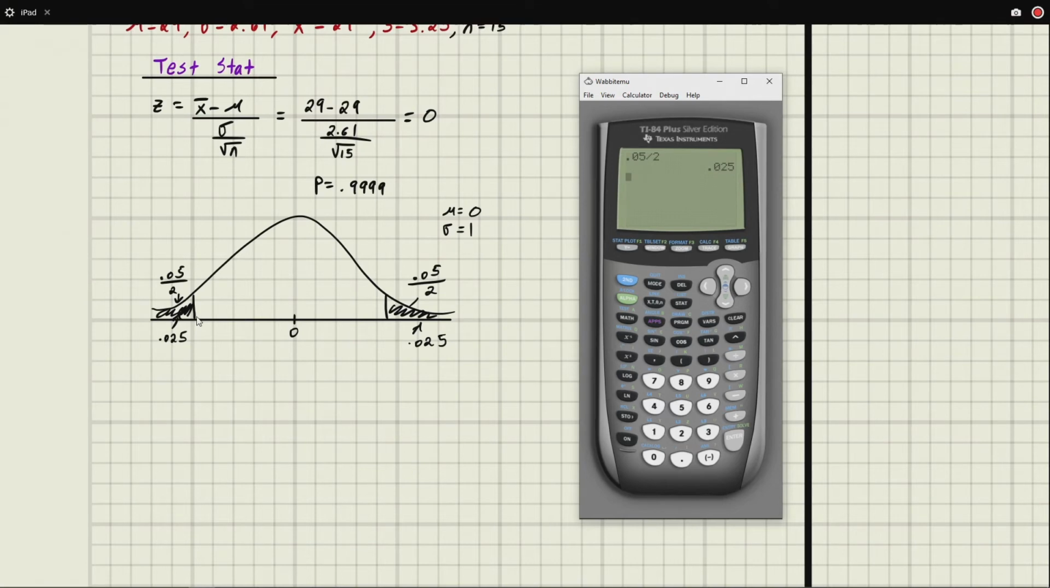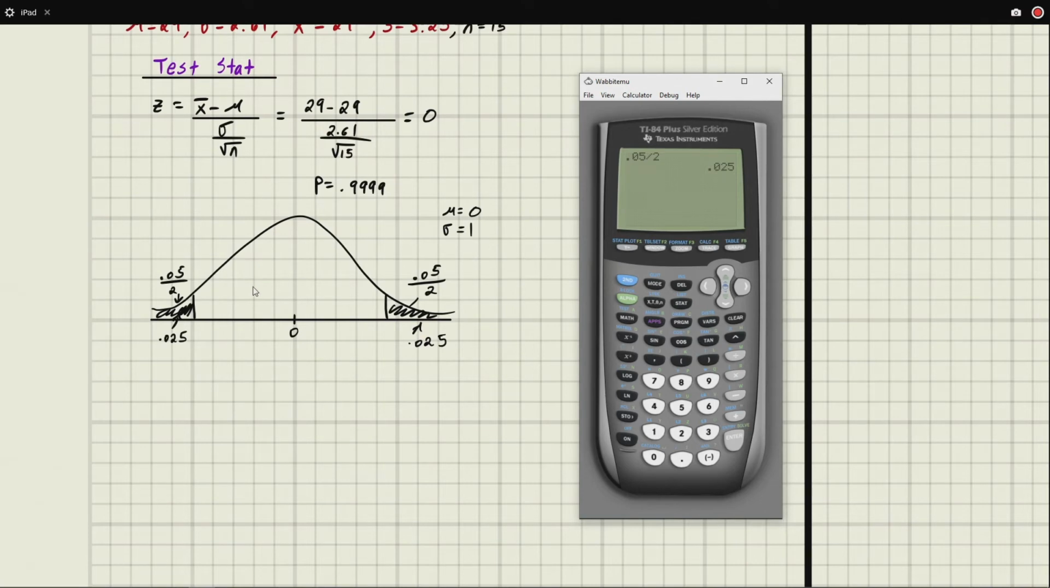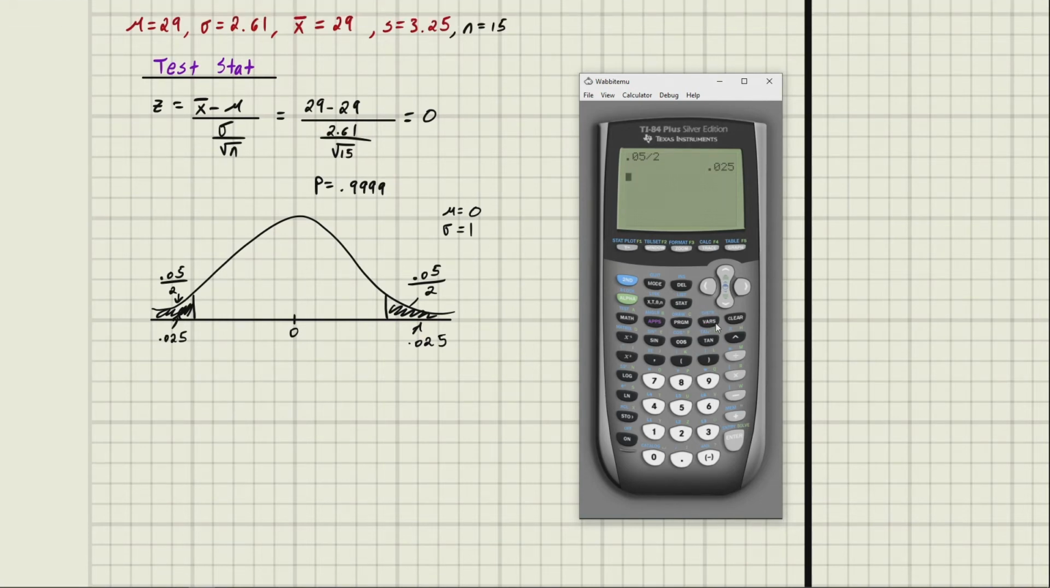Since we know this curve is symmetric, if we find the lower one, it'll be negative, and then we can just make it positive to get the upper one. So to find this, you could use the calculator or the chart. I'm going to use the calculator first, then we'll look it up in the chart. This is related to the normal distribution, right? So we're going to go to the distribution menu in the calculator. We're going to hit second, distribution. Then we're going to go down to inverse normal.